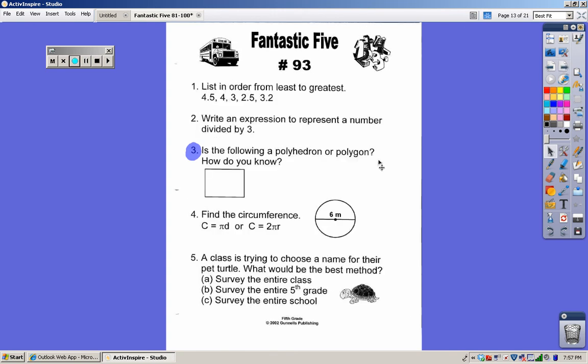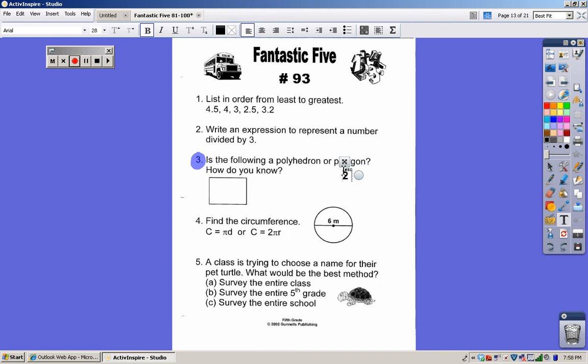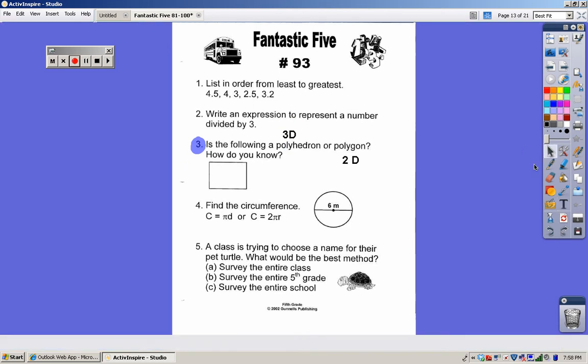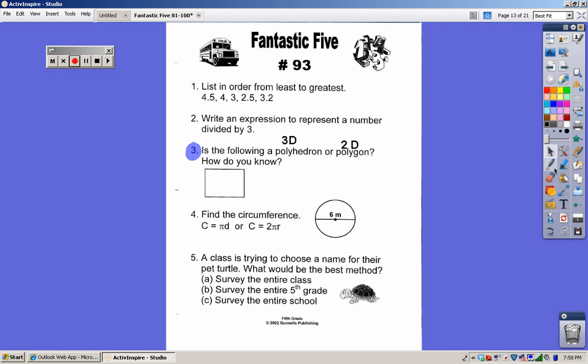For number 3, the following is a polygon because it only has 2 dimensions. It doesn't have 3 dimensions. A polygon has 2 dimensions and a polyhedron has 3 dimensions. So, since we only have a length and a width for this, we only have this length and this width right here, it is a 2D figure, or a polygon.